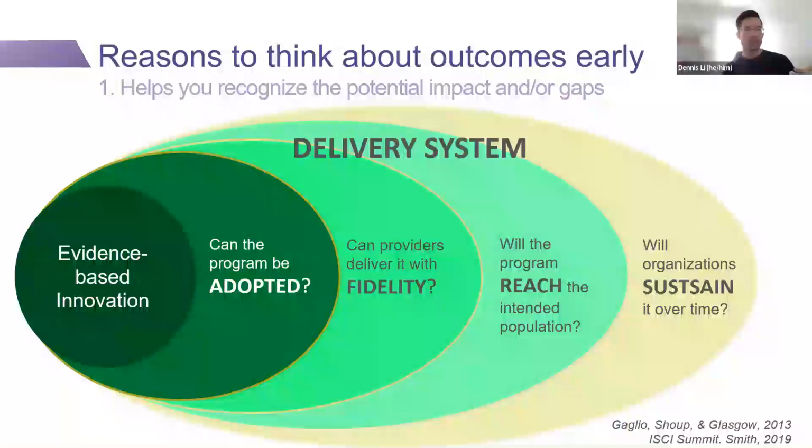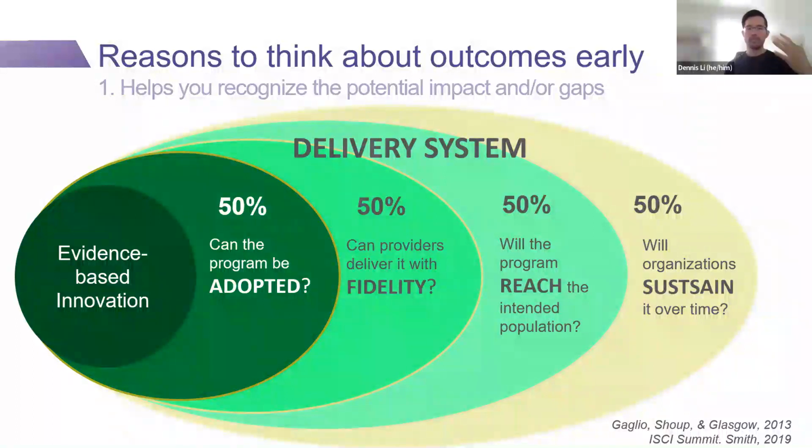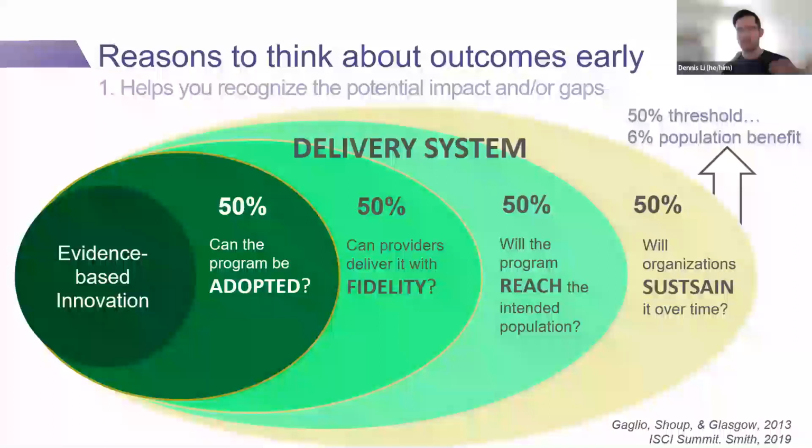Now, if you can imagine, if each of these only exist at a 50% threshold, or you only get to 50% adoption, 50% fidelity, 50% reach, when you multiply that together, you end up with only a 6% population benefit. So there's a very strong moderation effect happening with these outcomes. And by thinking about outcomes early, you can identify where the biggest gap is going to be and where the biggest impact your research could add.